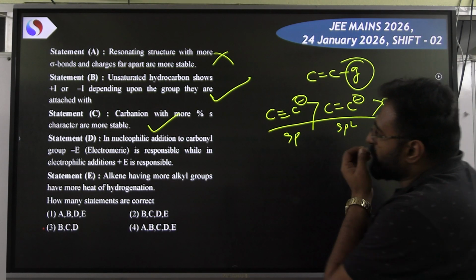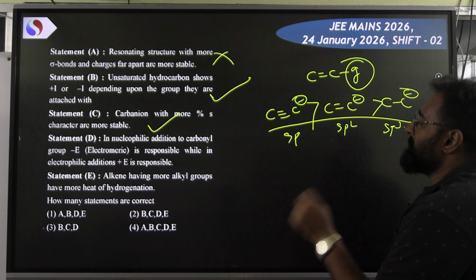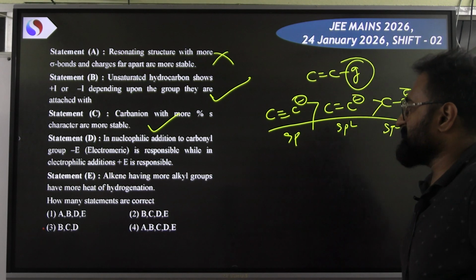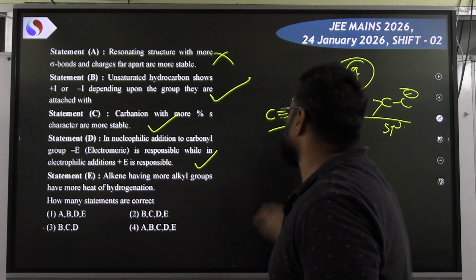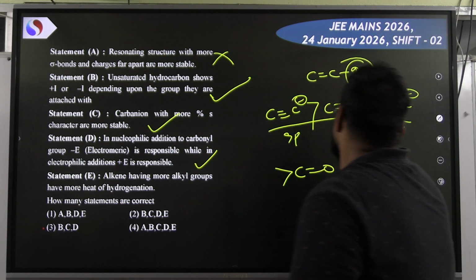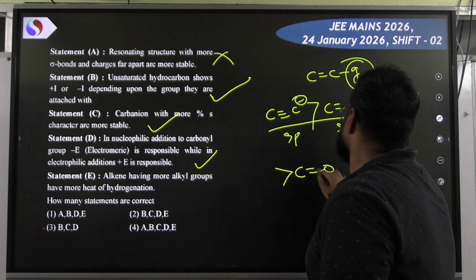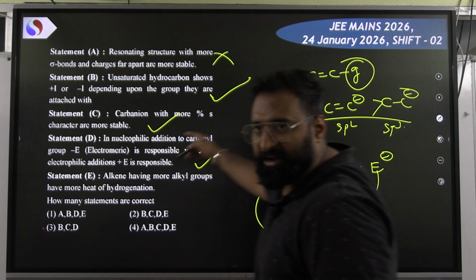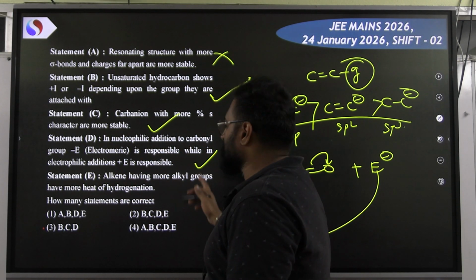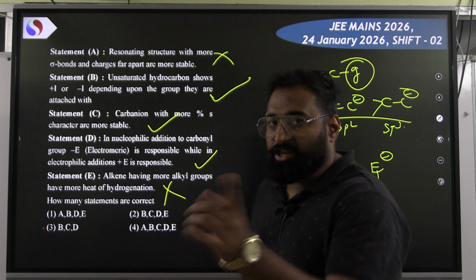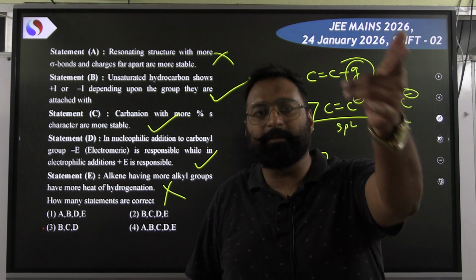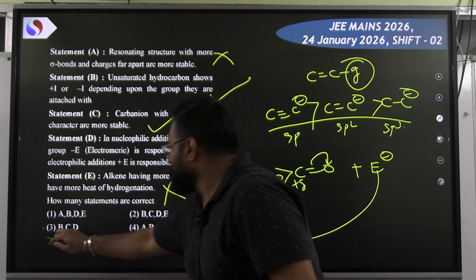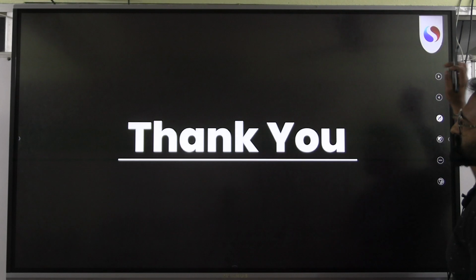Nucleophilic addition to a carbonyl group is due to minus E, while in electrophilic addition plus E is responsible. So yes, this is also correct. For the carbonyl group, the electrons shift here, so this has partial positive, and the nucleophile will attack. So this statement is also true. Alkenes with more alkyl groups have more heat of hydrogenation? No, they will have less heat of hydrogenation, because the more stable the alkene, the less the heat of hydrogenation. So B, C and D are correct. This is the correct option.